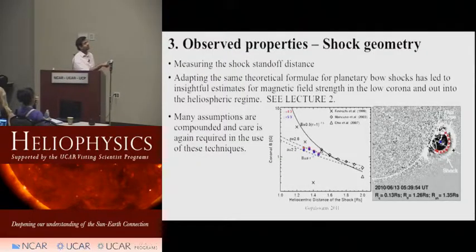Now, I didn't show it in this figure, but there are other papers that have now come out where effectively it's like out here, which is about 30 to 50 solar radii.